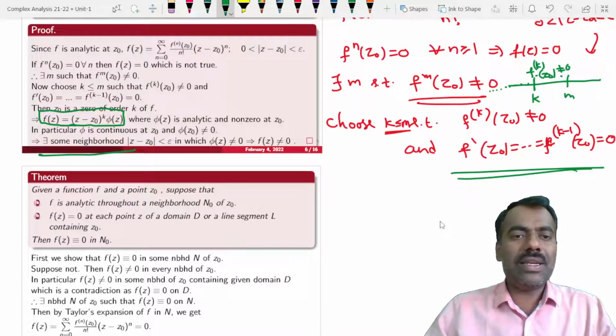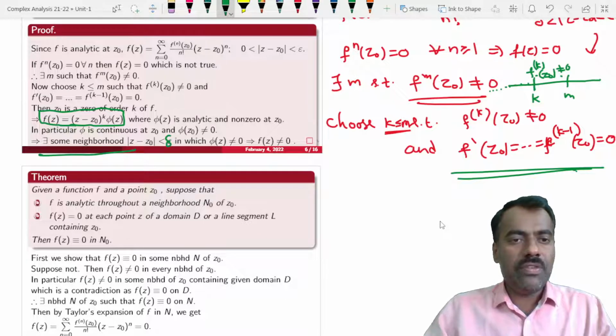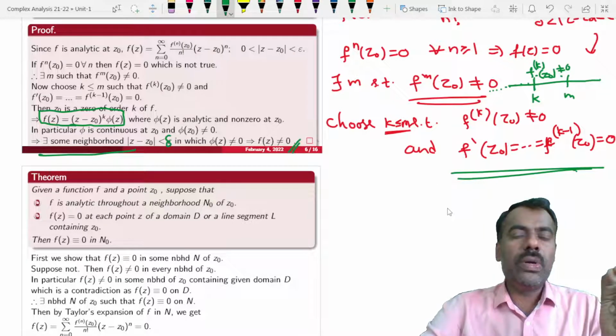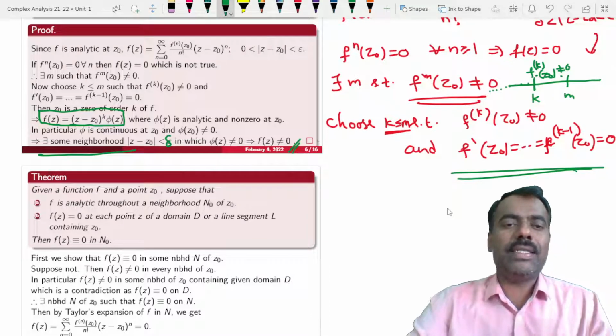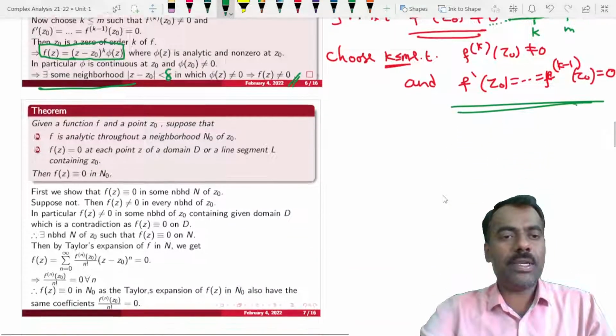Okay, so this epsilon you can, if you want, change. So that you can write here there exists delta in which phi of z is not equal to 0. If phi of z is not equal to 0, then in this deleted neighborhood, this f of z, (z minus z naught) whole power k times phi, is also not equal to 0. That proves that there exists a neighborhood where f of z is not equal to 0 except at z naught, right? So that 0 we are able to separate from other zeros, right?